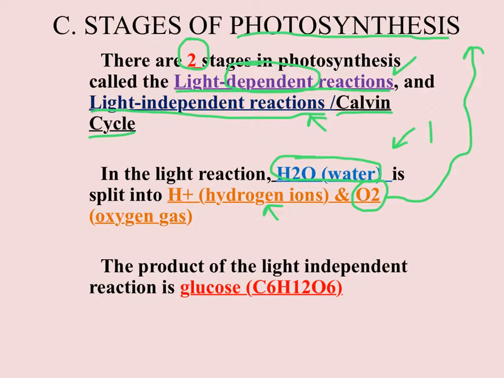The second stage of photosynthesis right here, the light-independent reaction or the Calvin cycle, this is where CO2 is used, and that CO2 is used to produce the final product of photosynthesis, which is glucose, which is C6H12O6.